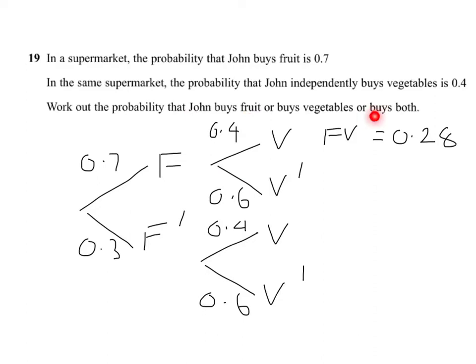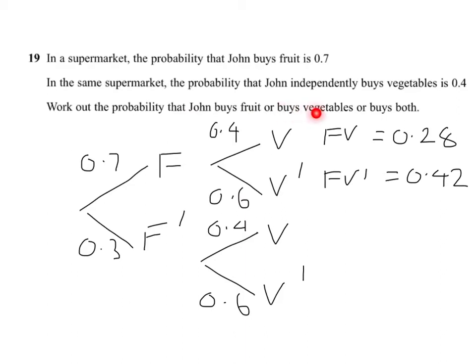We then look at buying fruit but not buying vegetables, because we want John buys fruit or buys vegetables or buys both. Really, there is a fast way that I'll show you at the end of this, but I'll do it the tree diagram way first. So fruit not veg is going to be 0.7 times 0.6, which is 0.42.